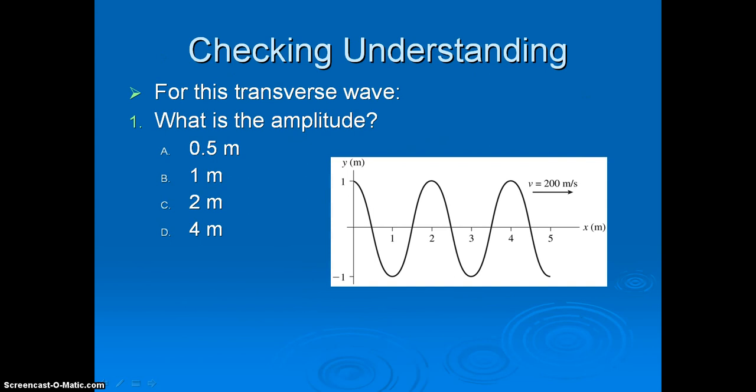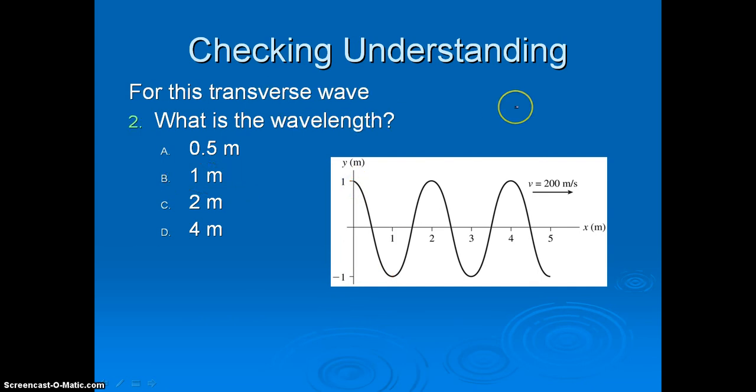Okay, quick check for understanding. This is a transverse wave. What is its amplitude? Go ahead and pause and give it a try. Okay, the correct answer for this one is B, 1 meter. When we're measuring amplitude, we're measuring from the rest position to the highest point, or from the rest position to the lowest point, in which case that's 1 meter and 1 meter.